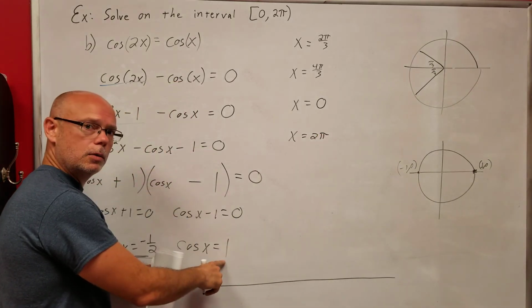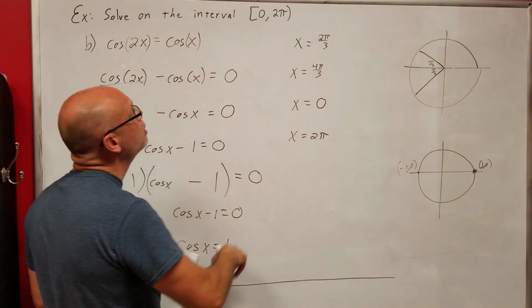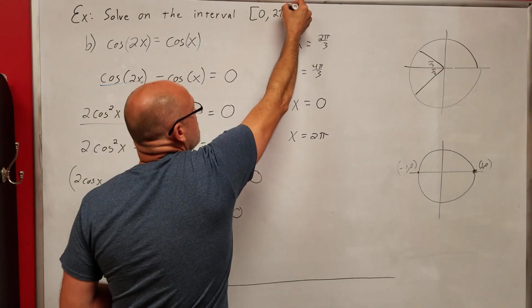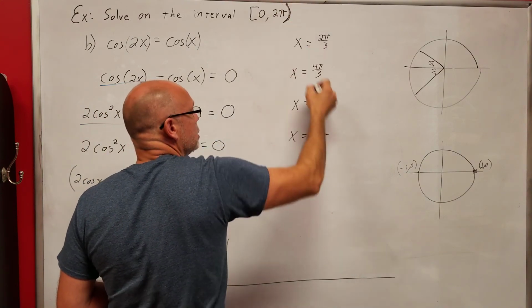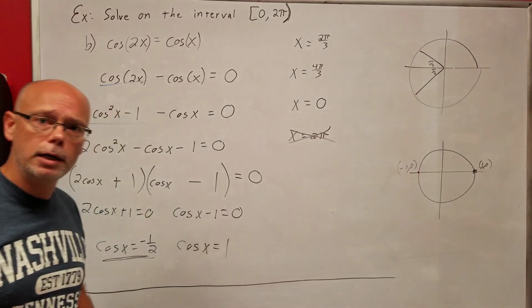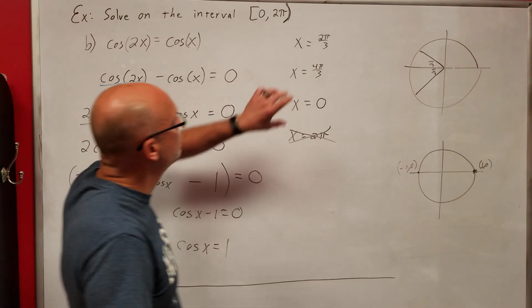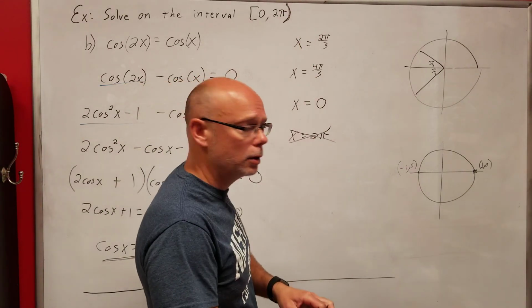I could say cosine of x is equal to 1 at an angle of 2 pi. But what about 2 pi? If it has a parenthesis on it like this, that's not included. So I've got to throw that one away, right? If I had a bracket here, it would be included, and I would keep it.